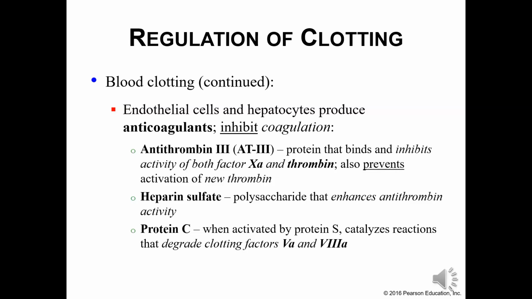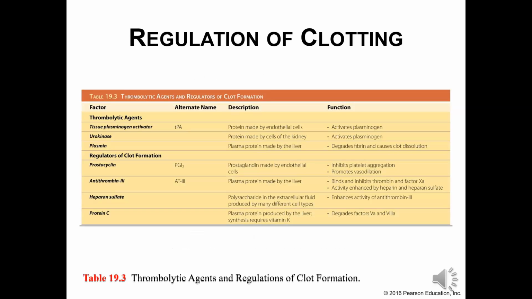And the third anticoagulant, which inhibits coagulation, is protein C. When activated by protein S, it can catalyze reactions that degrade factors 5A and 8A. Remember, these are the clotting factors. So these are all agents made by different parts of the body, which help regulate the formation of clots. And these are all summarized in this table 19.3.